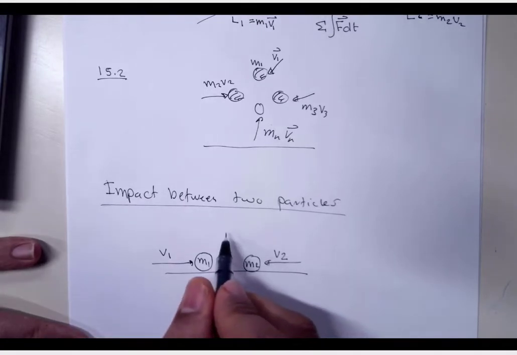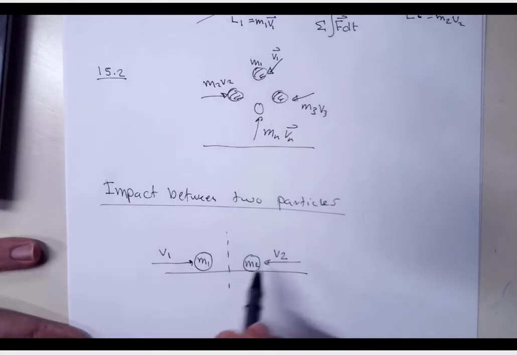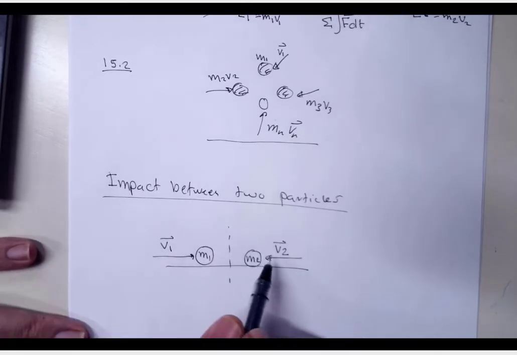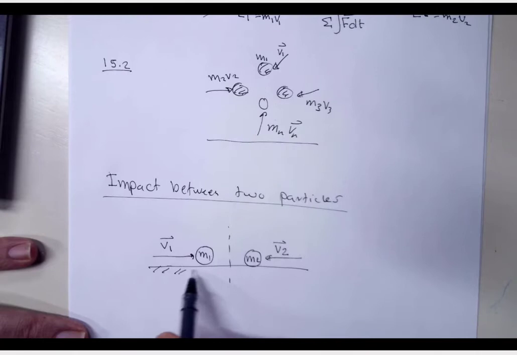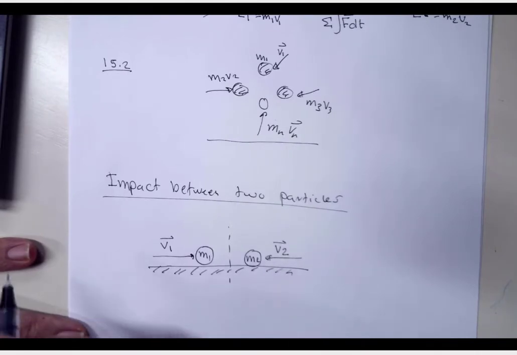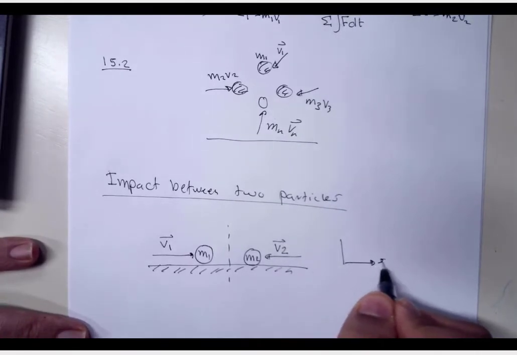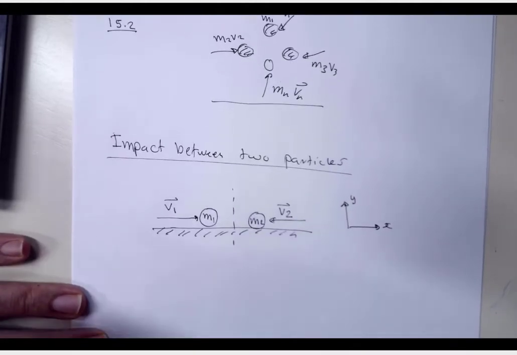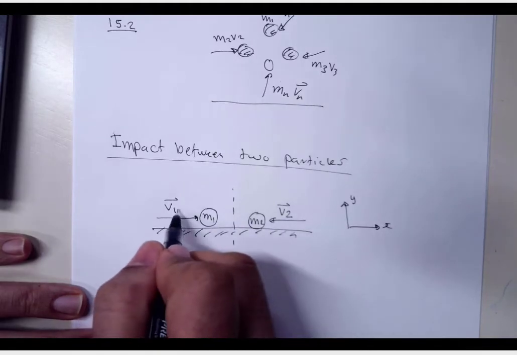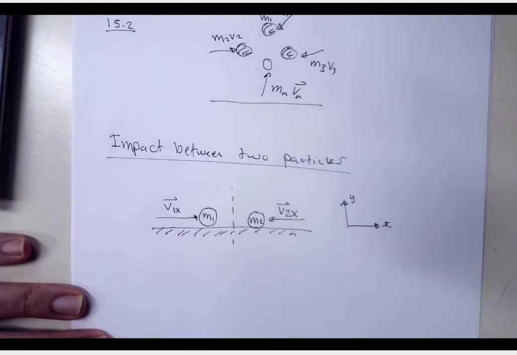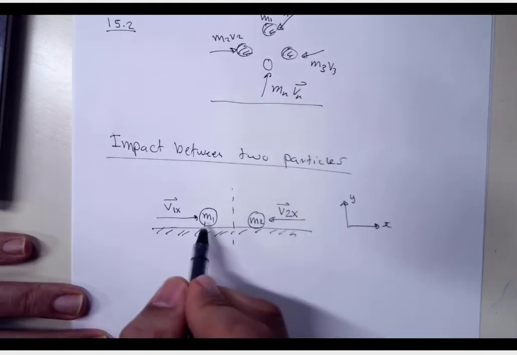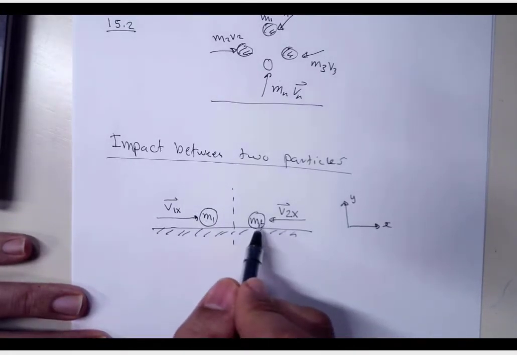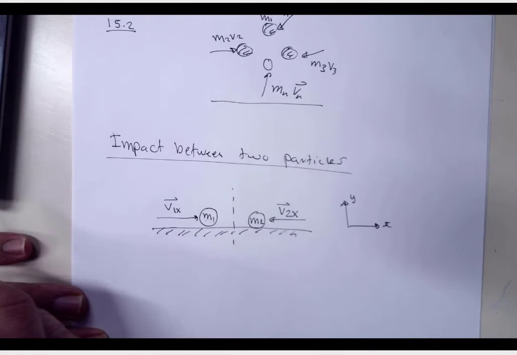Suppose these are moving in opposite directions, v1 and v2, and these are vectors. For simplicity, we assume that the motion is rectilinear, meaning it's one dimension. So we establish the coordinate system. Since the motion here is only concerned with x, all of these are in the x direction. Now we expect that the motion of m1 and the motion of m2 will change, right?